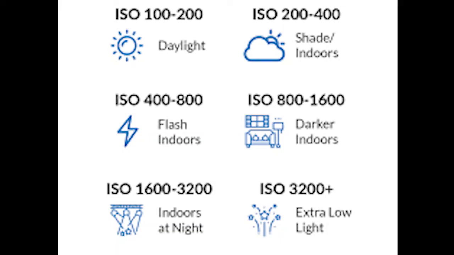How to use your ISO properly. When you want to take pictures in brightly lit places, where the light is bright enough and everything is clear in the image, you should use an ISO of 100. That's the best. When the ISO is at 100, there's zero grain in the picture.